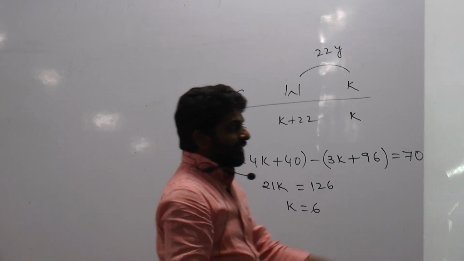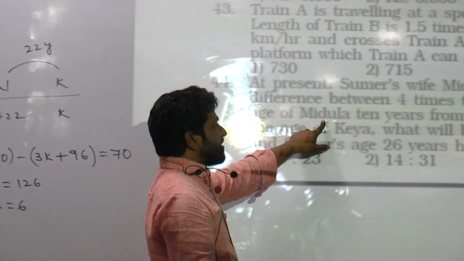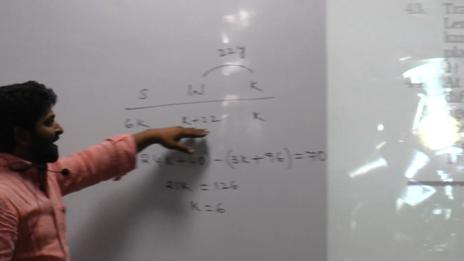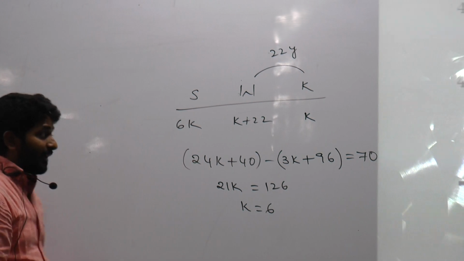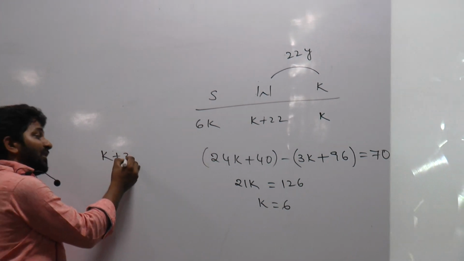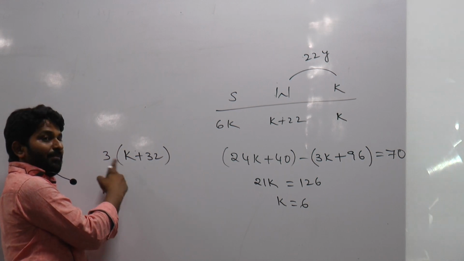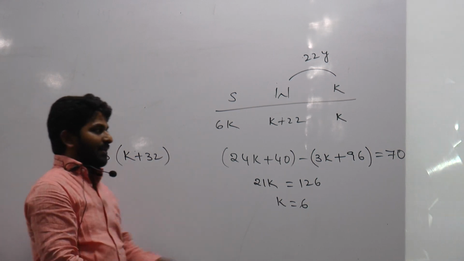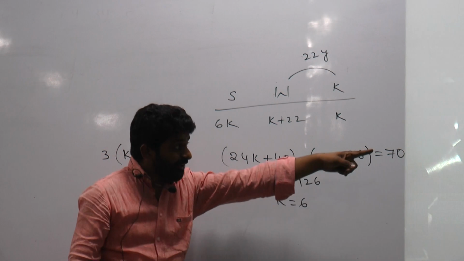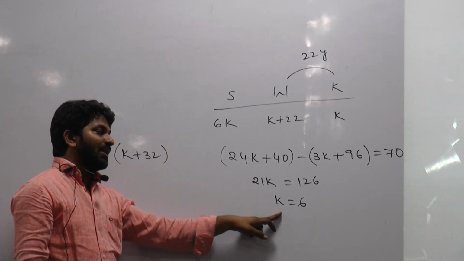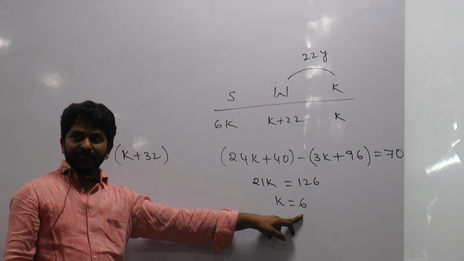And thrice the age of Midula 10 years from now. Present age of Midula is K plus 22. After 10 years, Midula will be K plus 32. But you are asked about 3 times of this. 3K plus 96. Difference is given as 70. From this, you can get Kia's age as 6 years.